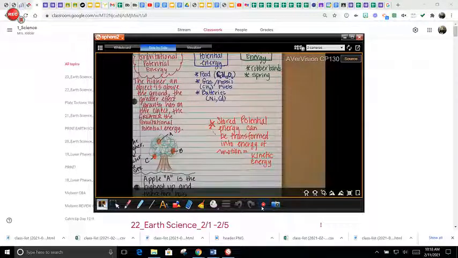All right, let's look at an example of that gravitational potential energy. The example we are going to look at is a roller coaster and the changes that occur, or the trade-off between gravitational potential and kinetic energy.